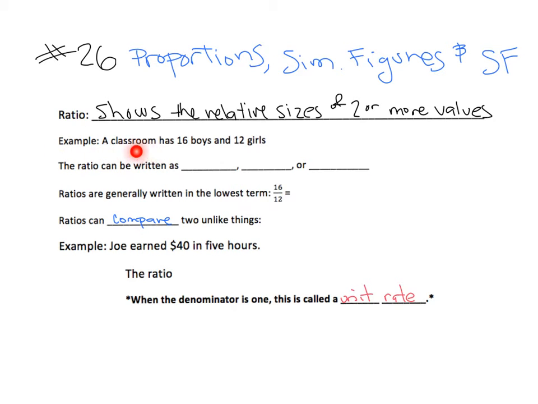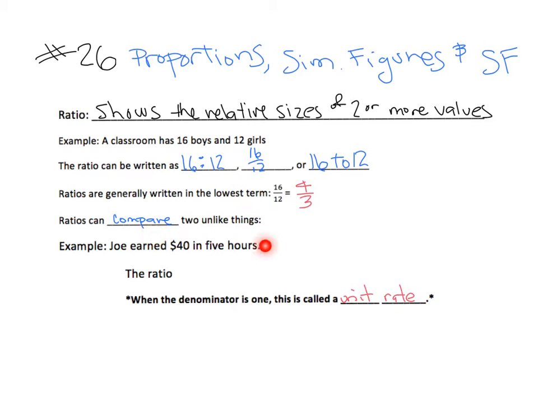So, for example, a classroom has 16 boys and 12 girls. Now, this ratio can be written three different ways. We can write it as such, 16 colon 12. We can write it as a fraction, 16 over 12, or we can actually write out 16 to 12. Ratios are generally written in the lowest terms. So notice if we have that fraction 16 over 12, you would need to reduce that, and you would get 4 over 3.